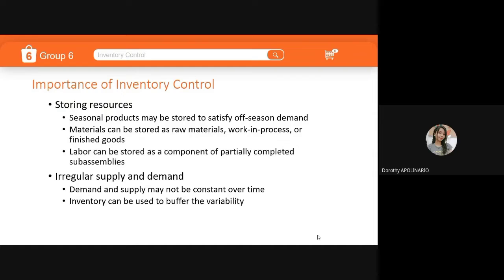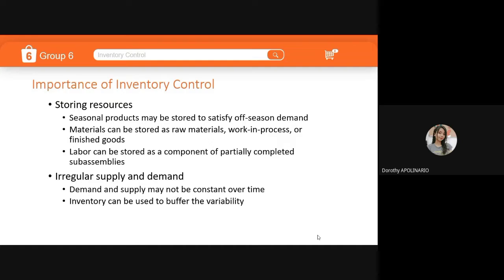The next importance is for storing resources. Seasonal products may be stored to satisfy off-season demand, and the materials that can be stored are raw materials, work in process, or finished goods. And lastly, the labor can be stored as a component of partially completed sub-assemblies.